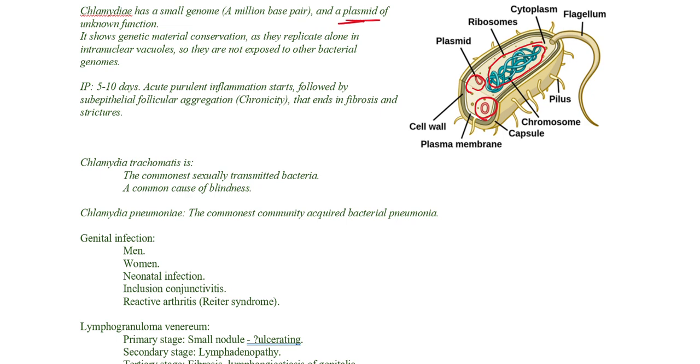Chlamydia trachomatis, and here we know that Chlamydia trachomatis includes the ABC, primarily affecting the eyes, D to K, non-lymphogranuloma venereum genital infection, and the lymphogranuloma venereum. They are the most common sexually transmitted bacteria, and they are a very common cause of blindness, as mentioned by the WHO website.